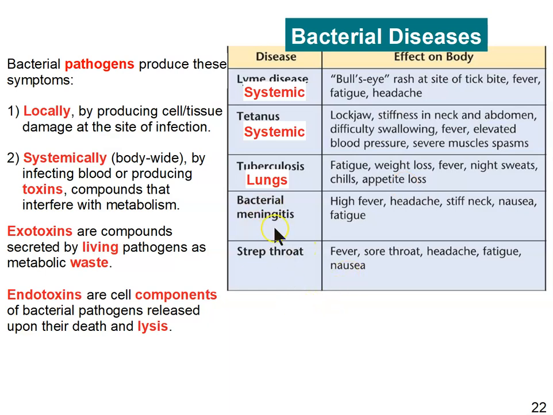Same with bacterial meningitis. Meningitis is caused by bacteria, though there's viral meningitis too. So the meninges is the covering of the brain. So any infection of the covering of the brain is meningitis. So that's the localization of the infection, the meninges. But then again, the toxins travel throughout your body and cause all these different symptoms.